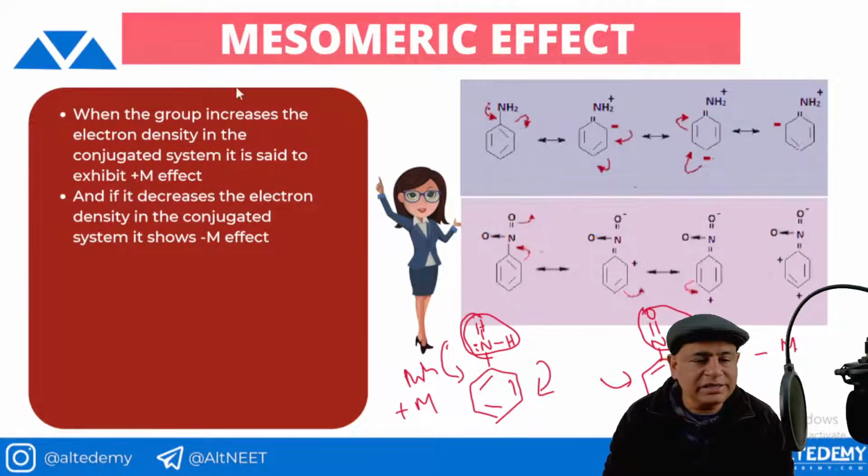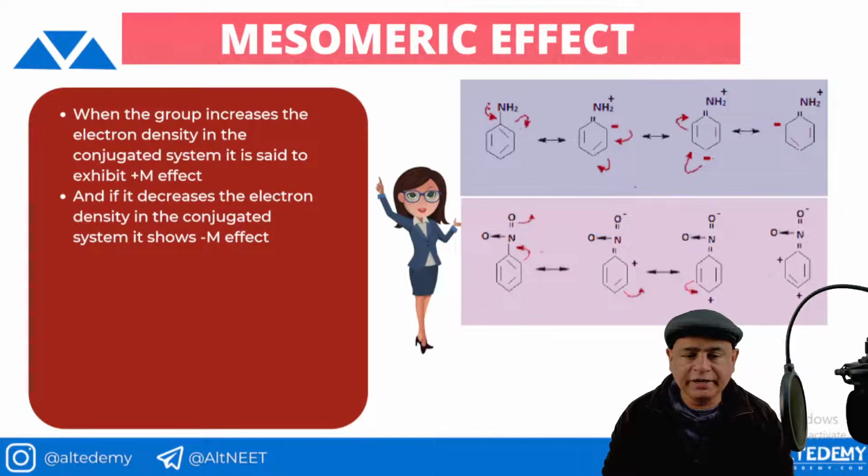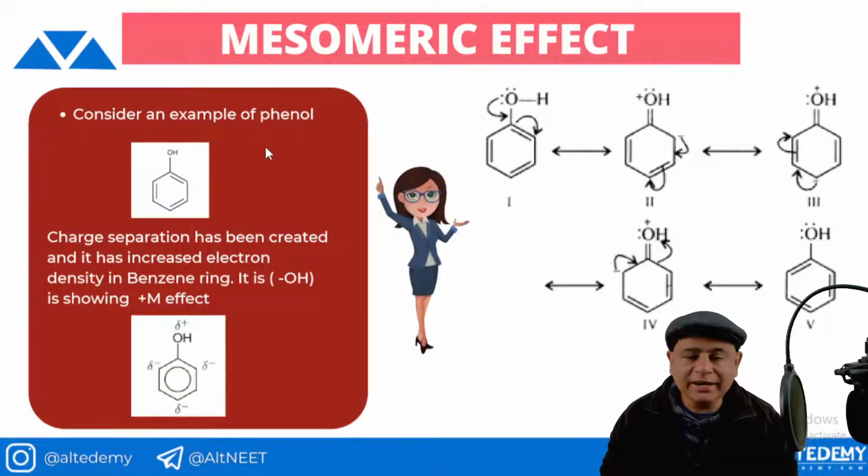When the group increases the electron density in the conjugated system, it is said to exhibit the plus M effect, and if it decreases the electron density in the conjugated system, it shows the minus M effect. Fine? Okay. Moving on. Consider an example of phenol. Besides NH2 and NO2, I have taken phenol as an example to let you understand how it actually happens. Charge separation has been created.